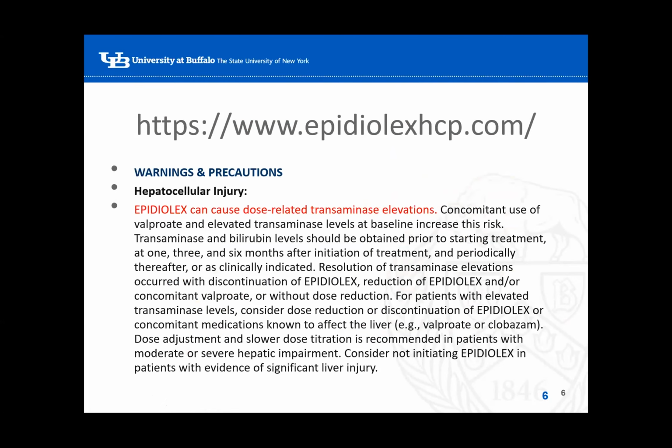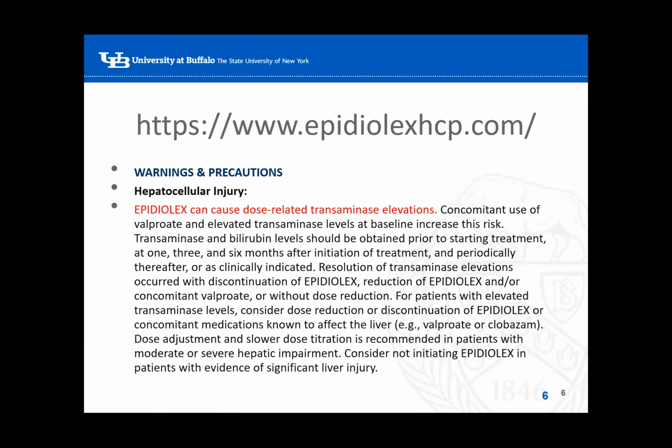If you go to Epidiolex for healthcare practitioners on their website, there is this issue about hepatotoxicity or hepatocellular injury. And there is a warning that Epidiolex or CBD product can cause this dose-related transaminase elevation. Now, transaminases are cells in the liver. And when you have acute injury, you will see an increase in the lab reading above baseline.